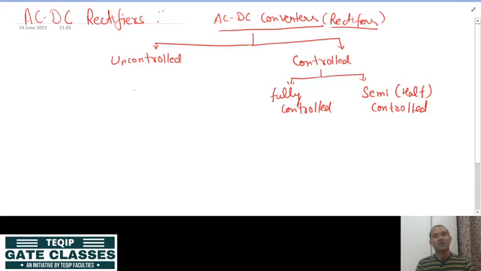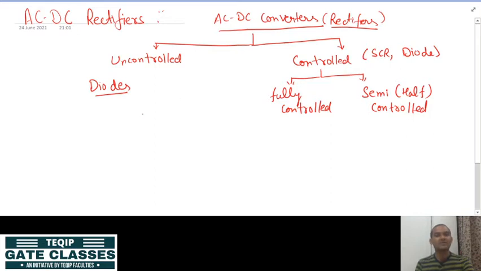Uncontrolled rectifiers are those constructed using uncontrolled devices such as diodes. That is why they are called uncontrolled rectifiers. But controlled rectifiers are constructed using devices which can be controlled, such as SCR or thyristor, and they can also contain diodes. When we talk about controlled rectifiers, we will discuss in detail what these are.